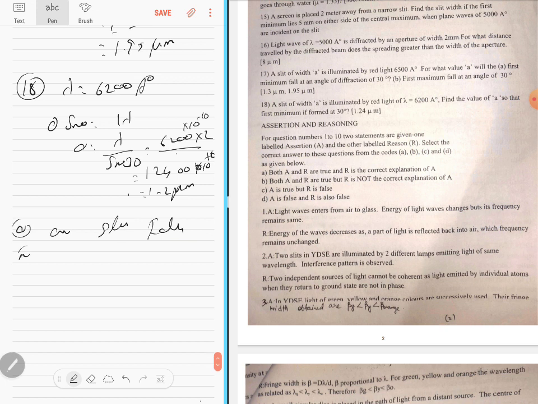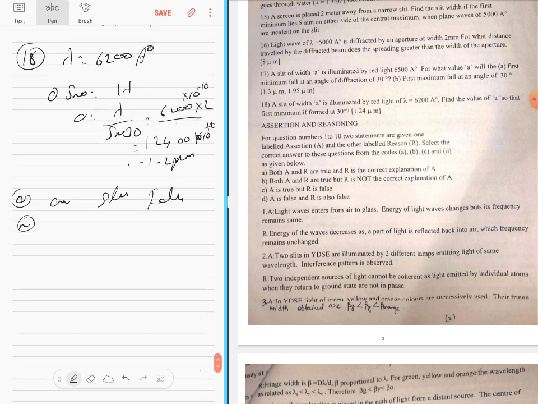Reason: the energy of the wave decreases as a part of the light is reflected back into air. But frequency remains unchanged, because if frequency remains unchanged, energy will have to remain unchanged. According to me, both of these are false. If you have an option like that, please put it. So let's go to the second one, assertion reasoning.